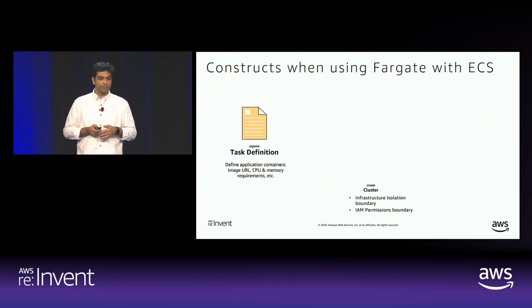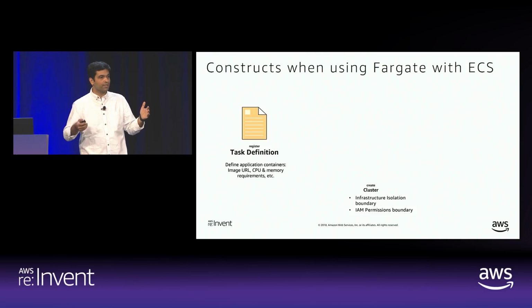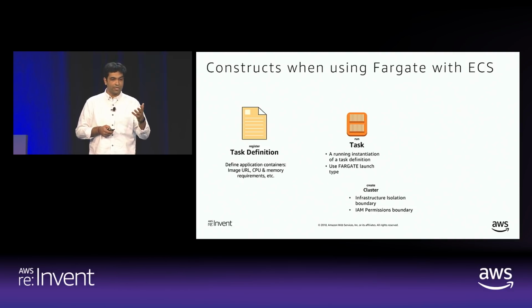So you define your application, but these applications need to run within a certain boundary, and that is called a cluster. A cluster used to represent both a capacity as well as an administrative boundary. With Fargate, that changes. We'll talk about that a little bit later. But within that cluster, you run all your applications.